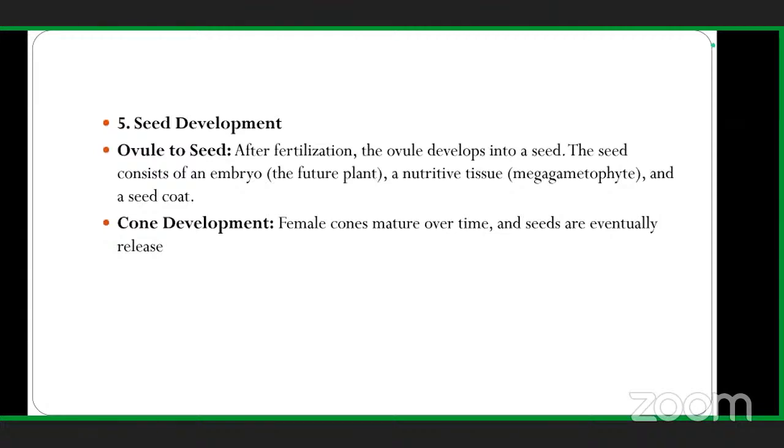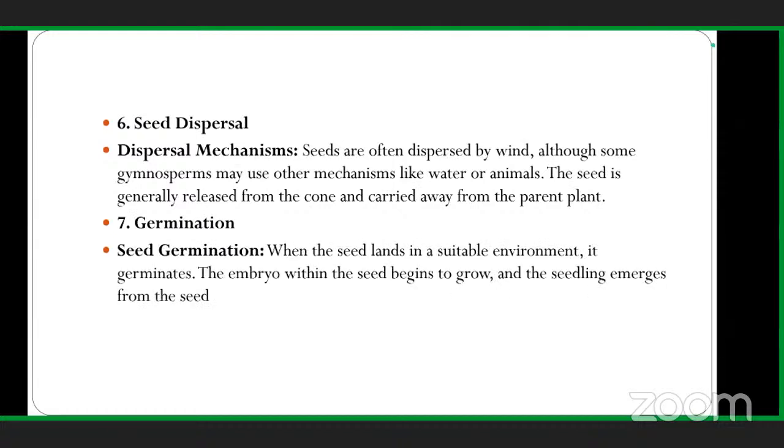After fertilization, the ovule develops into seed. The seed consists of an embryo, the future plant, nutritive tissue, which gives the nutrients, of course, and a seed coat. And again, female cones mature over time and seeds are eventually released. Next is seed dispersal. Like through wind, the seeds will disperse, because animals are rarely seen here, because they don't have showy flowers. Next is seed germination.